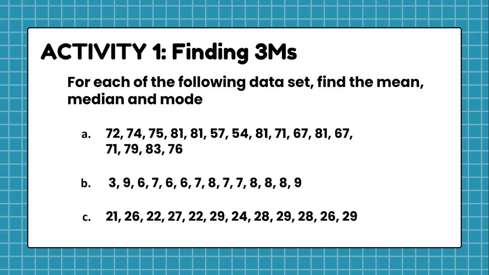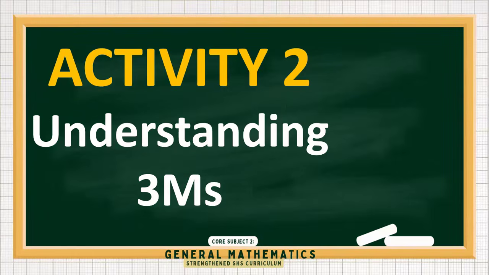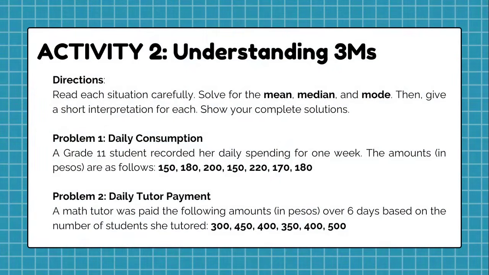And then you get the middle values. If it's an odd data set, then it's very easy to get the middle value. But if it's an even data set, you have to get the average of the two middle values. And of course, we will also answer activity number 2, understanding the 3 M's through the use of problem solving. So you have to compute and interpret the 3 M's in real life contexts like spending, allowance, or study time. So before we end, let's reflect.